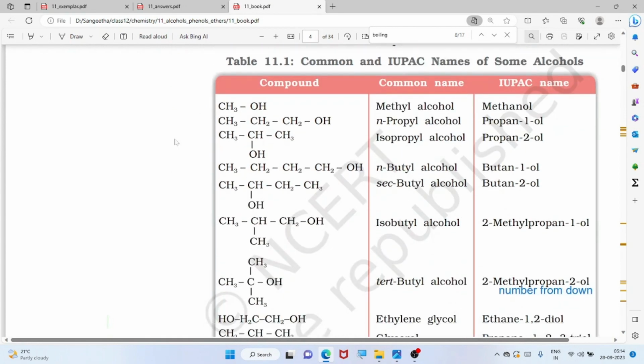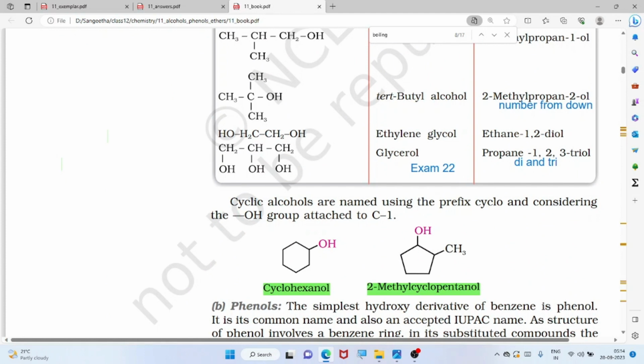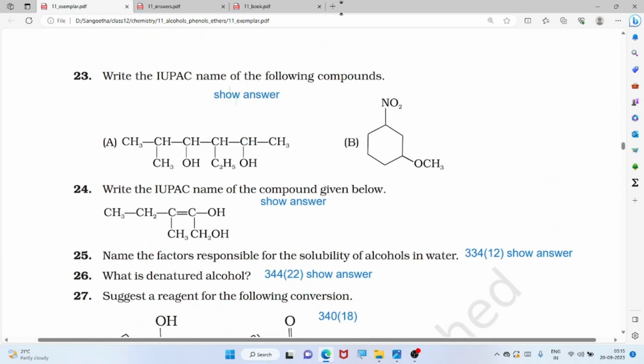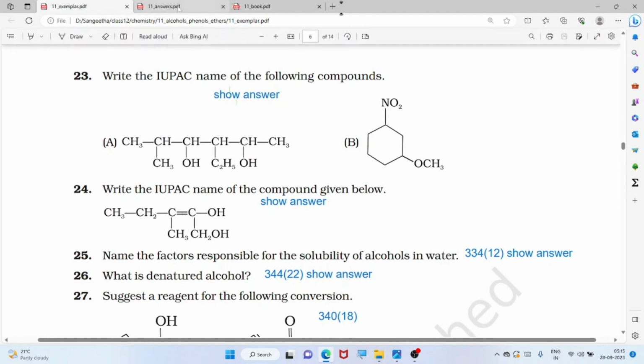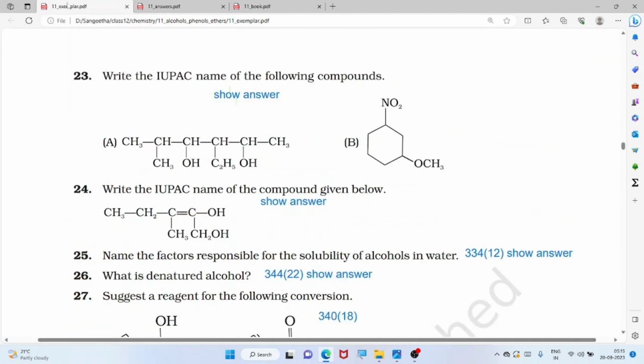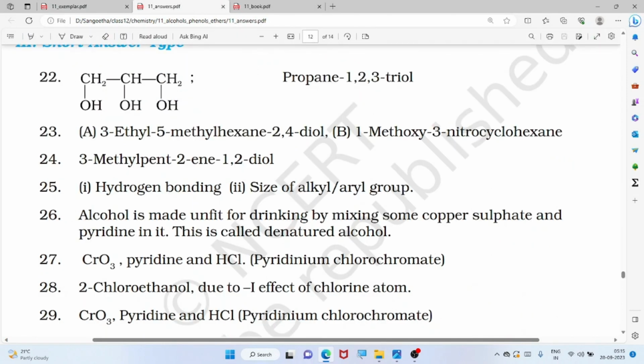Glycerol. Structure and IUPAC name. Write the IUPAC name of the following compound. Okay, these are the IUPAC names. Write the IUPAC names of the compound here, 24. This one.